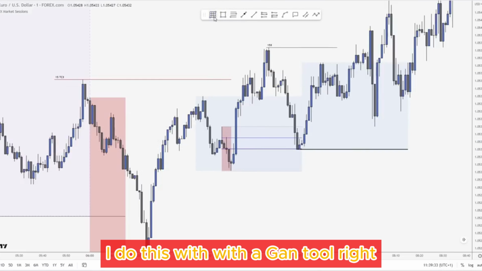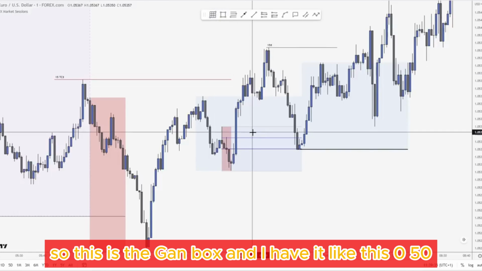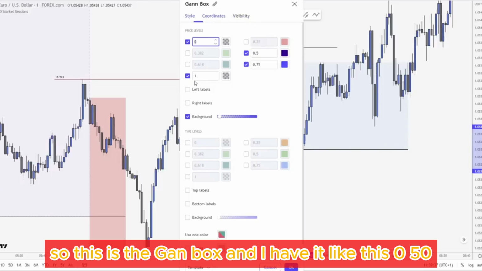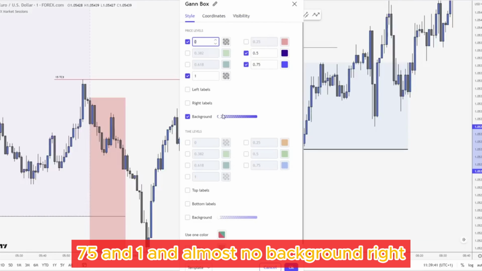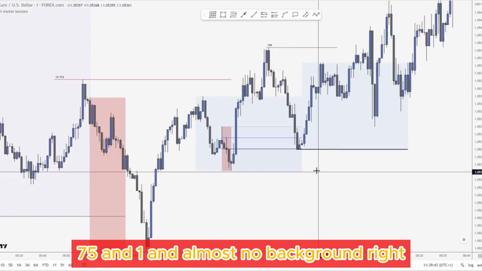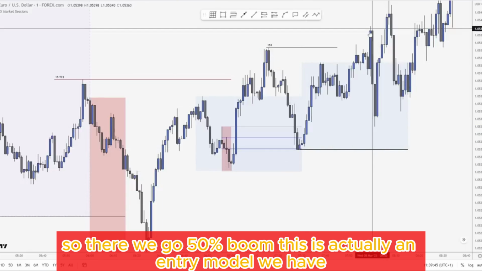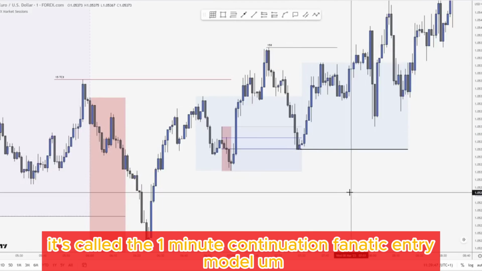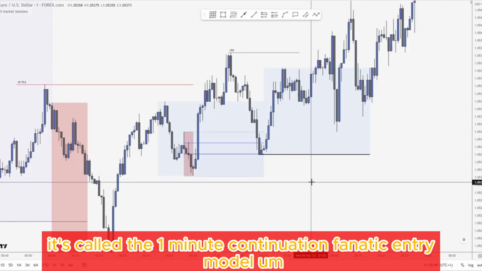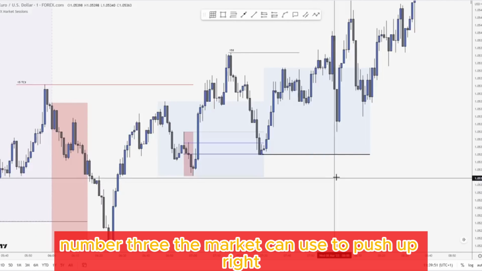I do this with the Gann tool, all right? So this is the Gann box, and I have it like this. 0, 50, 75, and 1, and almost no background, right? So there we go, 50%, boom. This is actually an entry model we have. It's called the 1 minute continuation fanatic entry model, number 3.